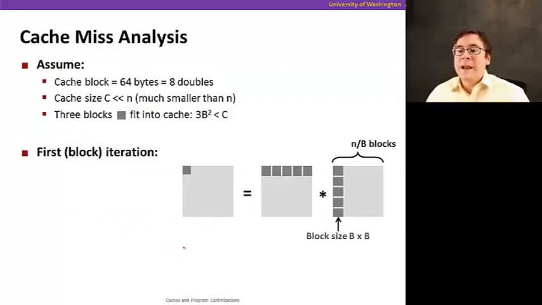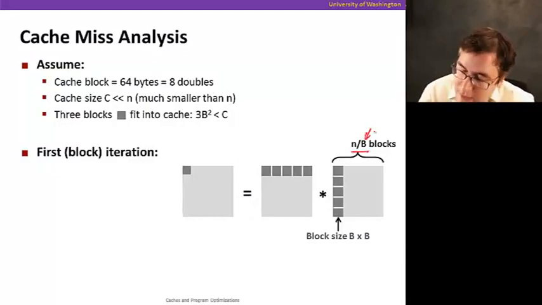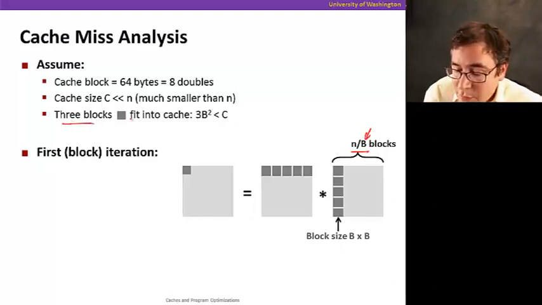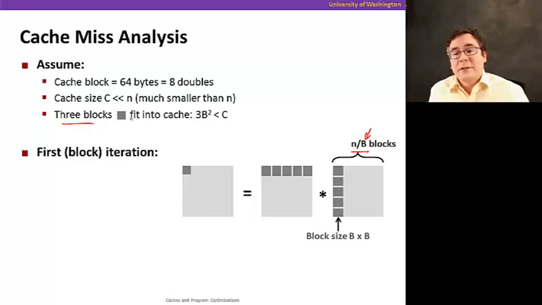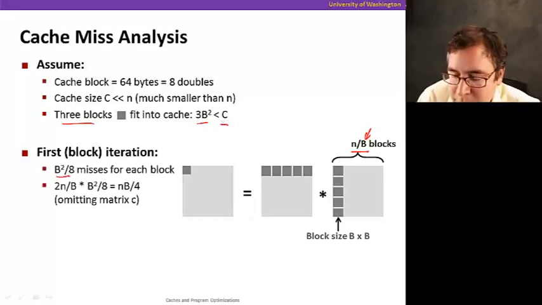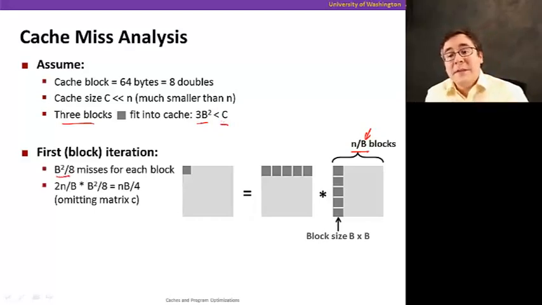So now let's do a cache miss analysis of this one. Okay, so now how many blocks are we going to have? Well, we're going to have n over b blocks because b is the size of the block. Okay, and we know that 3 blocks fit in the cache. Okay, and that means that 3b squared is smaller than the cache size c. So now what we're going to have is b squared over 8 misses for each block, right?